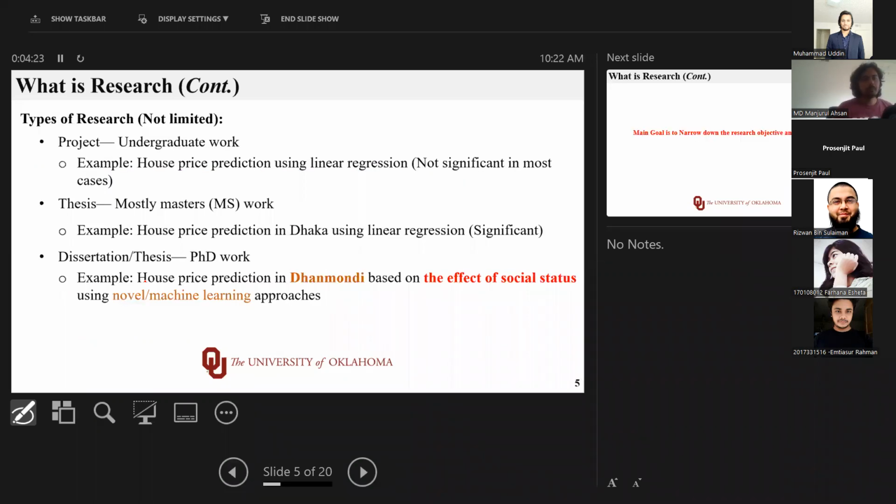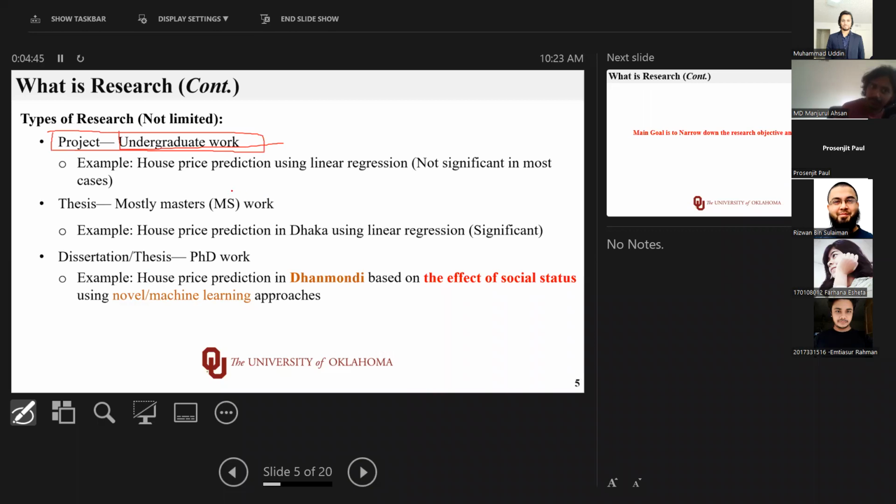So what type of research can you expect? Usually most of the undergraduate students in Bangladesh or in many places call it a thesis, but this is not actually a thesis. We call it a project, and this actually goes through undergrad.